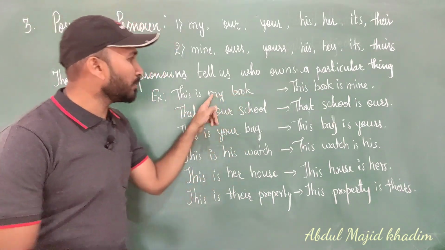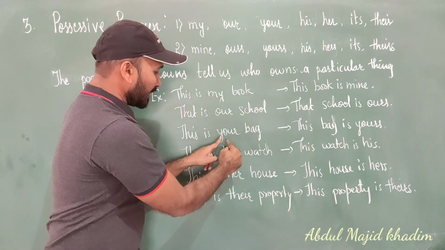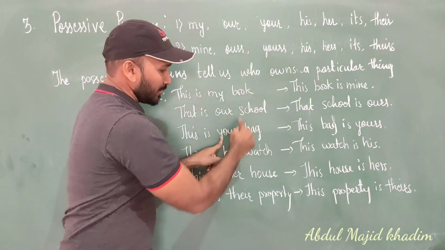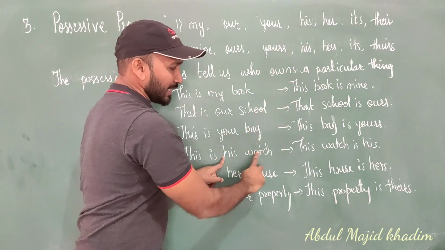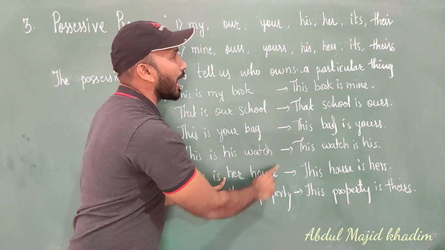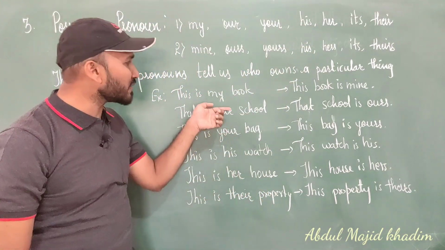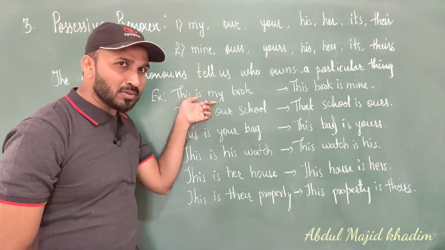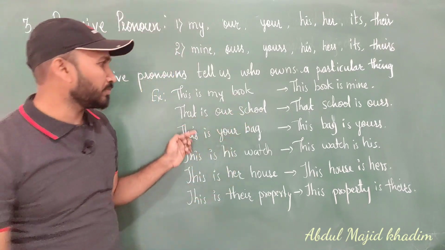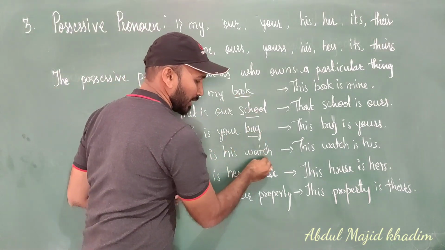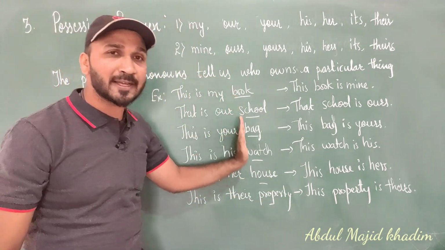This is my book. In the first case we are using, this is my book. This is our school. This is your bag. And his watch: both cases are the same, it is his watch. Her house, first case, her house, and their property. So in all these cases, we have seen that after these pronouns there is always a noun. See, there is a noun. After all these first case pronouns, we have to write a noun.